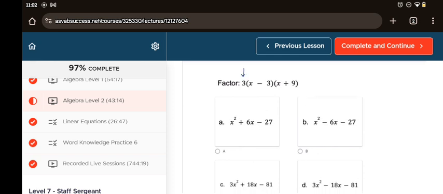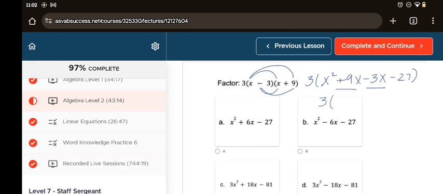Here we go. So here we're FOILing, and we also have a 3 on the outside. So I want to multiply the 3 first to everything inside. Actually, no, let's FOIL first. So x times x is x squared. X times positive 9, positive 9x. Negative 3 times x, negative 3x. And negative 3 times positive 9, negative 27.